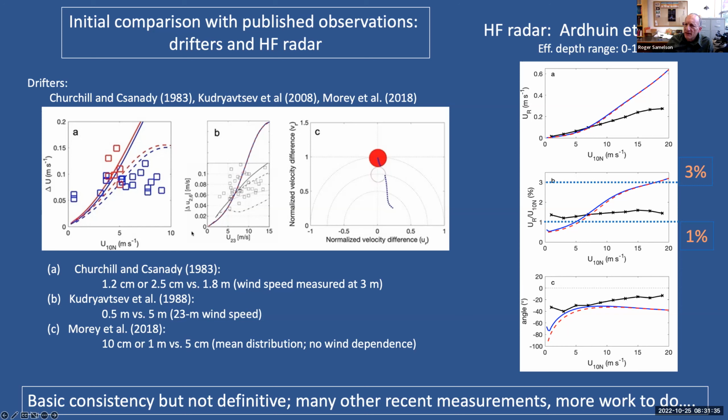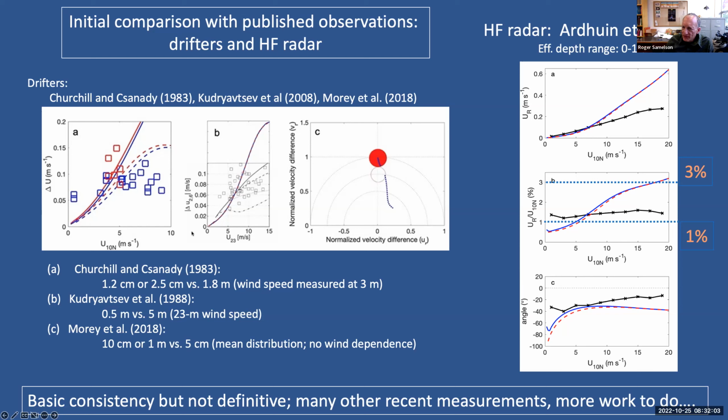And the top plotted estimate, or so I've taken these values from the figure in the dark line, or the black line with the X's in it. Those are the observed values of total velocity versus wind speed. And then in the middle panel, the percentage of the wind speed. And in the bottom panel, the angle relative to the wind. And the model estimates are in the blue and the red dashed line.